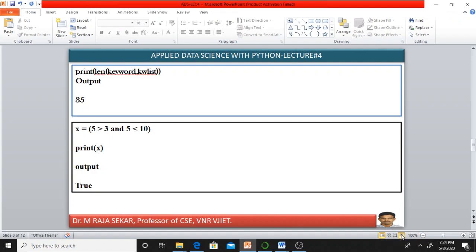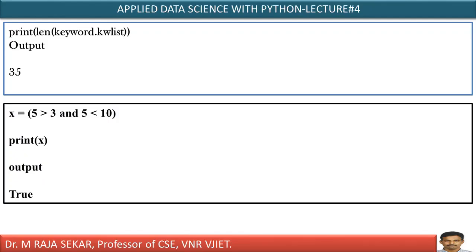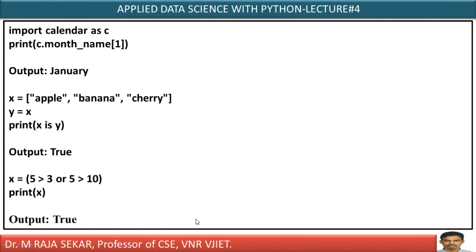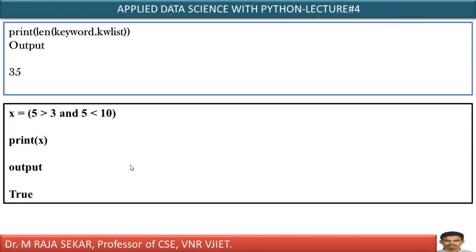We will try to understand a few keywords. We have seen the and keyword, isn't it? There is a keyword known as and. What is the meaning of it? We will try to understand in Jupyter Notebook. First, let me explain in the PPT.